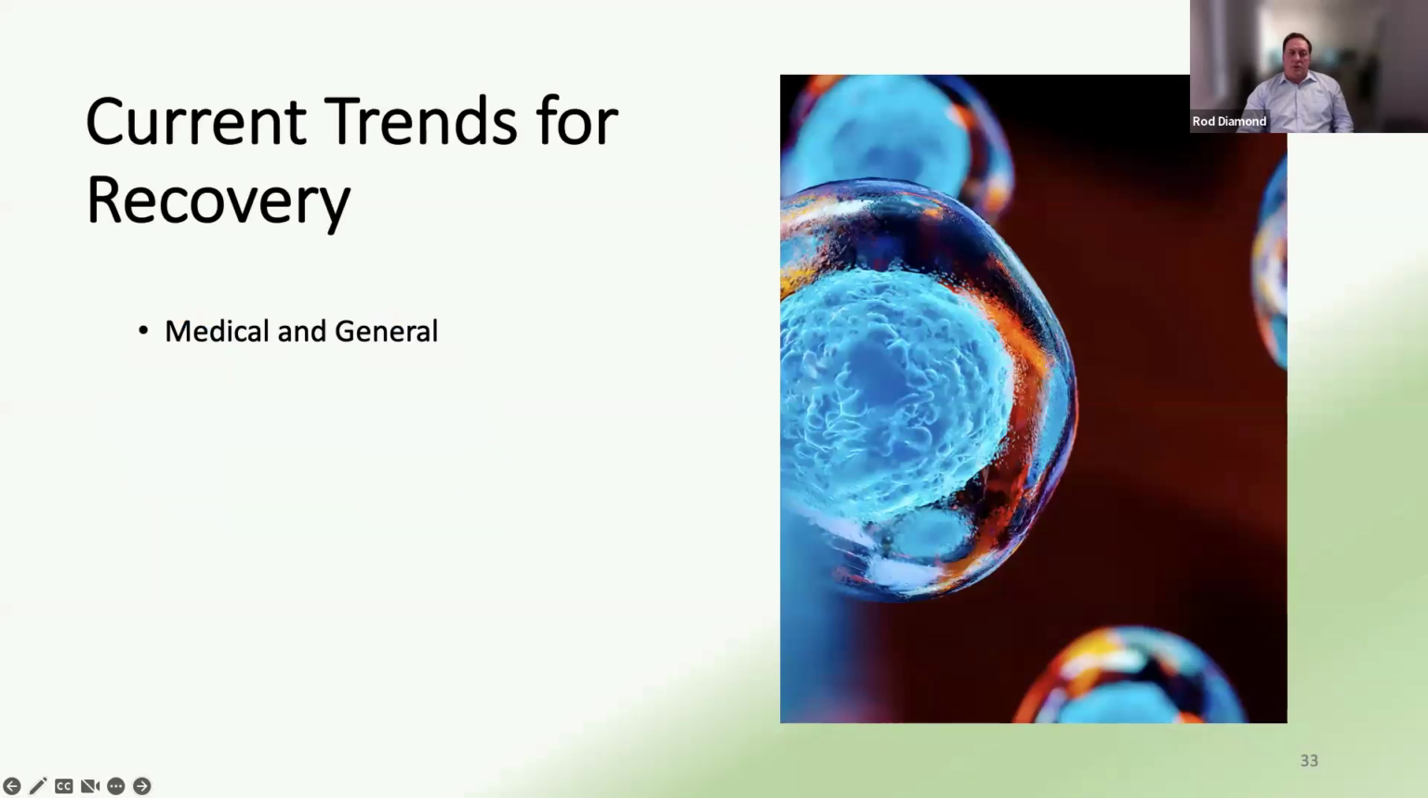So the current trends for recovery. In the medical world, we're using treatments such as shockwave therapy, blood plasma, and stem cell therapy. And there's obviously continuing research we're doing in the stem cell world at the moment. In the general world for recovery, there are areas such as we touched on before, recovery studios that have ice baths, infrared saunas. There's also compression garments, and salt baths and cryotherapy seems to be quite popular as well.